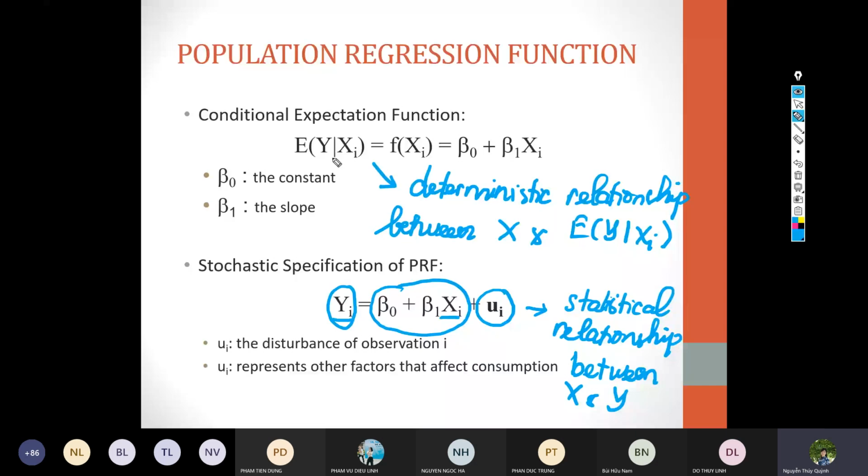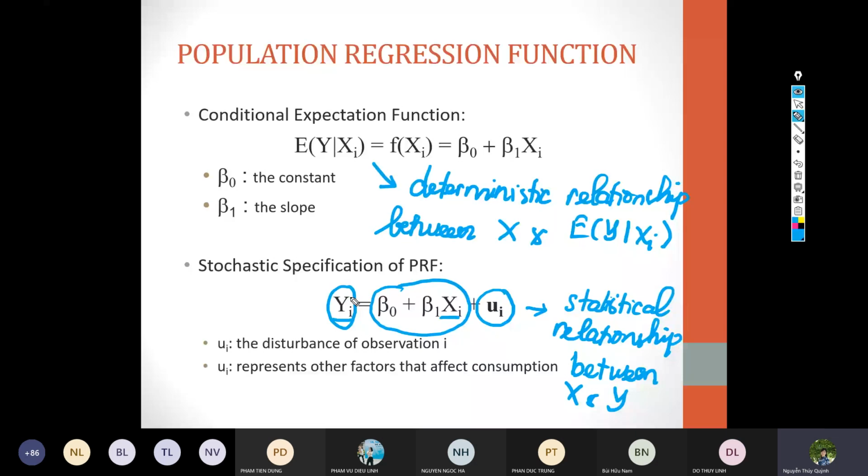For the stochastic form of the population regression model, we must have UI here. We must bring UI into the model because UI allows the statistical relationship between x and y. In the stochastic specification, we illustrate the relationship between x and y, not the relationship between x and the conditional expected value of y. That's why you have to have UI here to allow the statistical relationship between x and y.